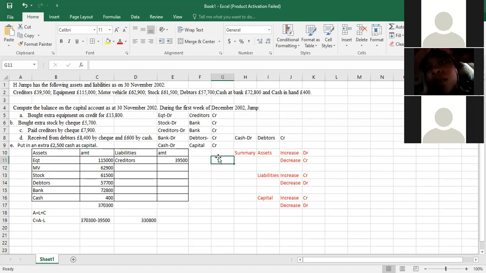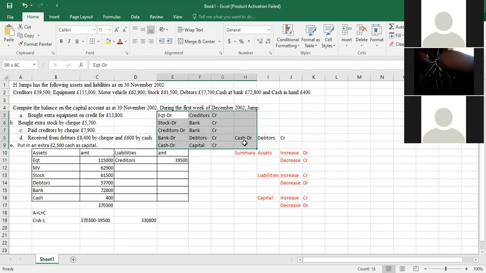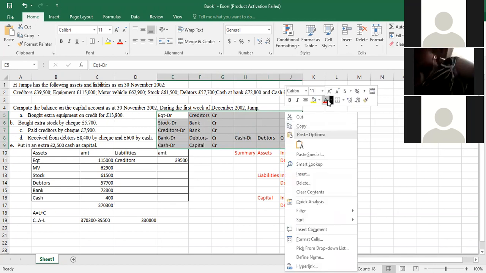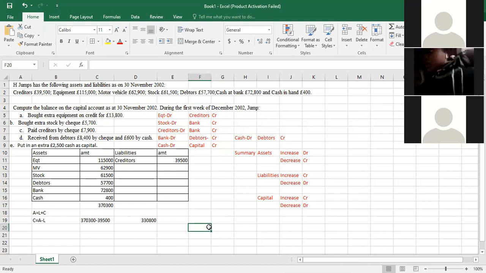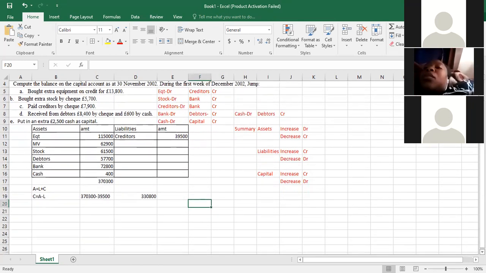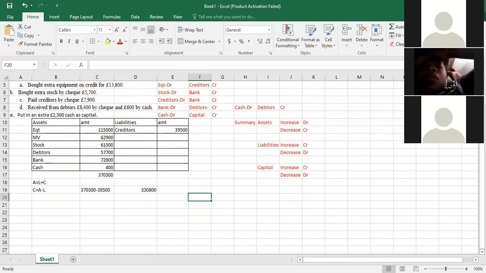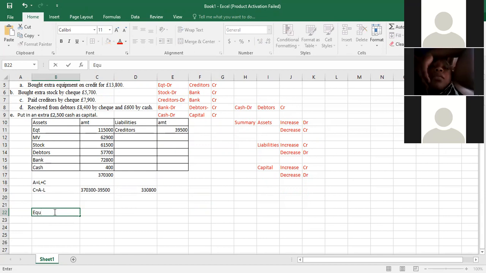So anytime when you get such a question, you are supposed to use a pencil or a pen of different color to try and analyze or journalize or put the affected account into perspective. The reason why we are doing this is that it is very easy when we come to the entries, because I'll just draw the necessary ledgers down here and make the necessary entries. I want to start with the equipment account. Let us do it here. So this is the equipment account.